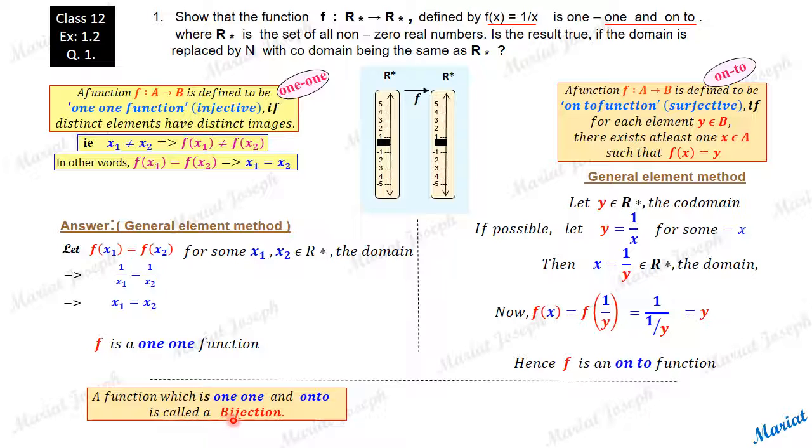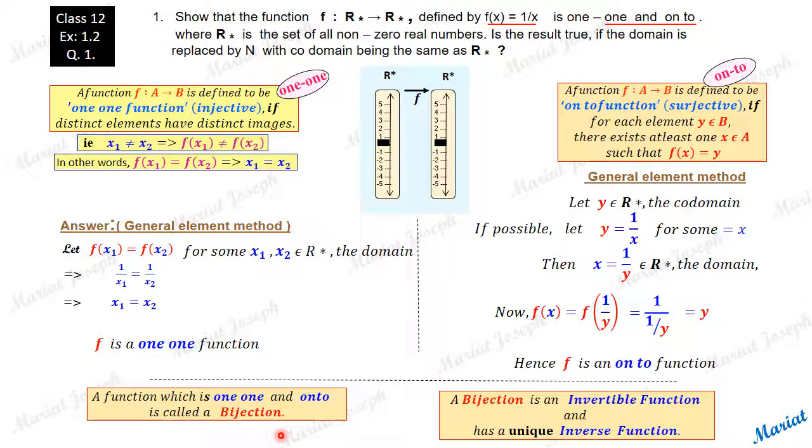A function which is 1, 1 and onto is called a bijection. Here, this example given to us is a bijection. And a bijection is an invertible function and has a unique inverse. A bijection, a function which is 1, 1 as well as onto, is an invertible function and has a unique inverse function.